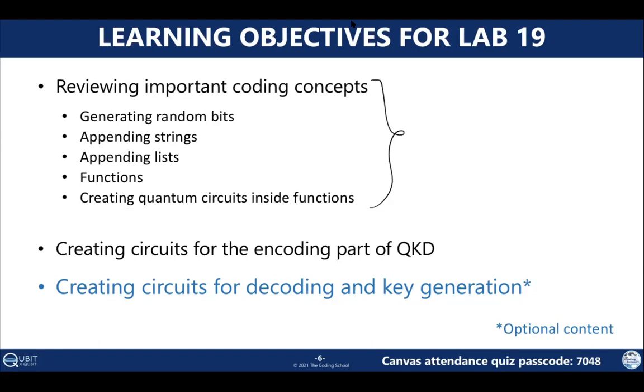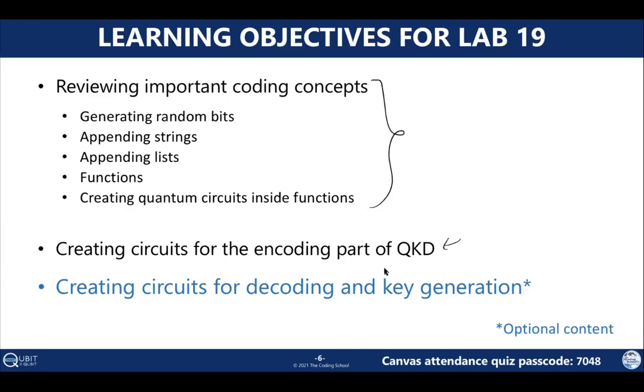Okay, so this first section of the lab will be on reviewing important coding concepts like generating random bits. We are going to be creating a random key and distributing it between Alice and Bob. We will be doing this bit generation and appending each additional bit to our full key length. And then we'll have to append some of these lists together for some purposes. Then we'll go over creating quantum circuits by functionalizing our code, so we can create a quantum circuit for any given key without having to type any new code.